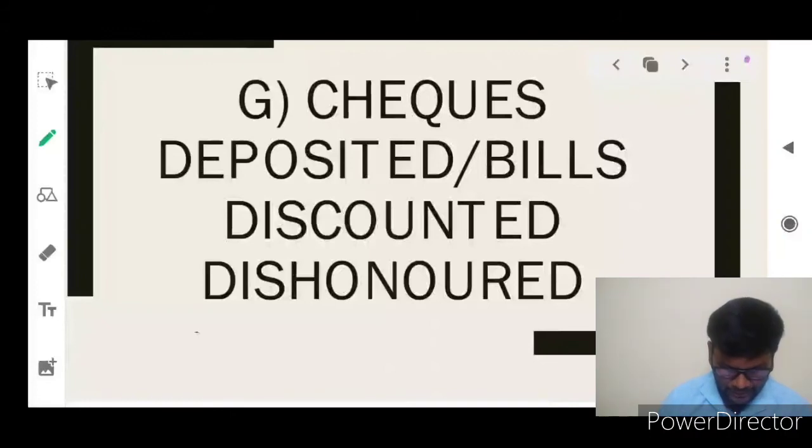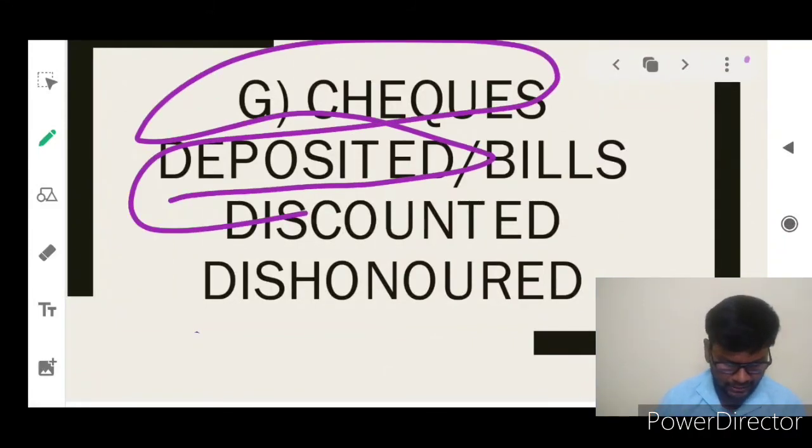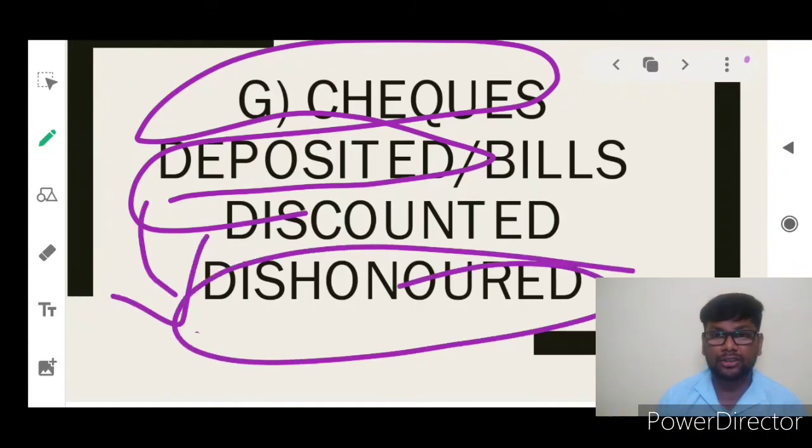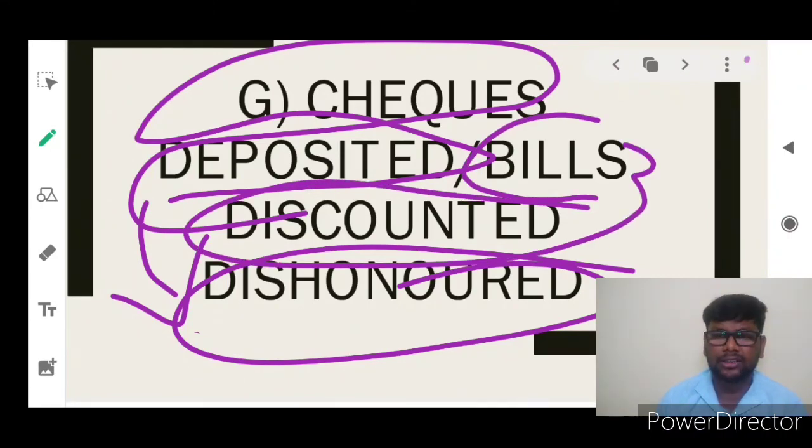Listen to this: cheques deposited and bills discounted. The cheques you deposited to the banker were discounted. At the same time, you drew a bill, and you asked the banker to discount that bill, and the banker discounted it. Actually, you are the person who is enjoying the overdraft facility from the bank. So at that time, instead of money, you deposit a cheque to the banker, but the bankers discounted your cheque. At the same time, you wrote a bill, and that bill is also discounted by the banker.